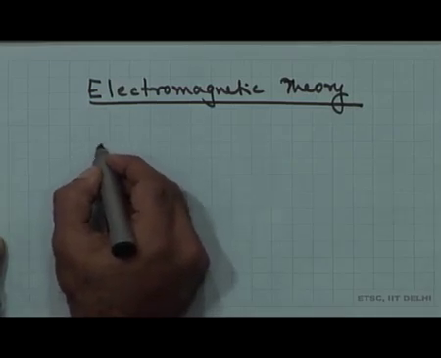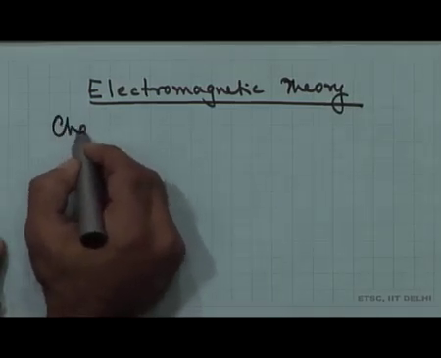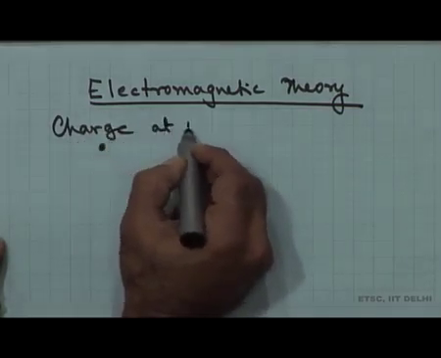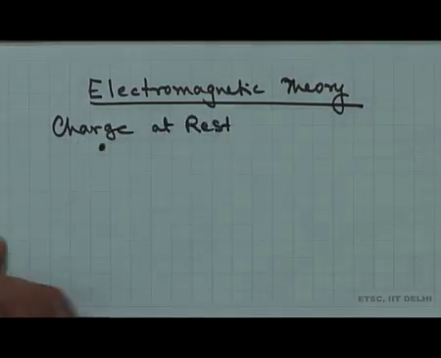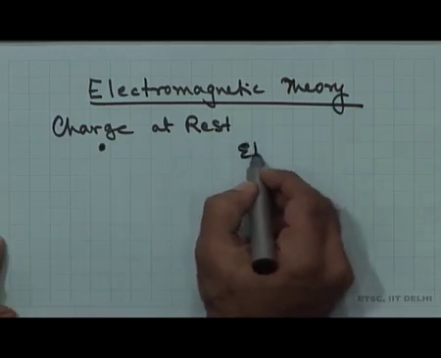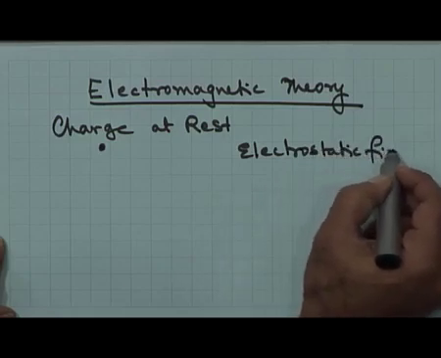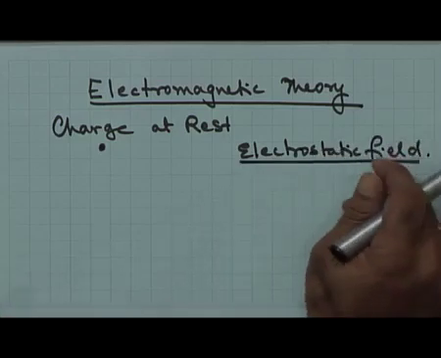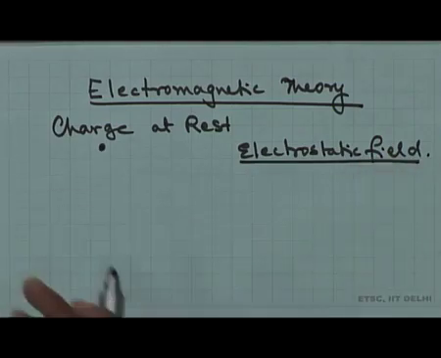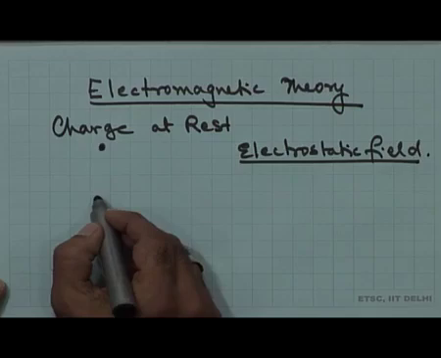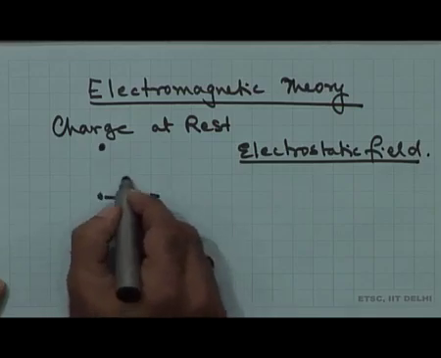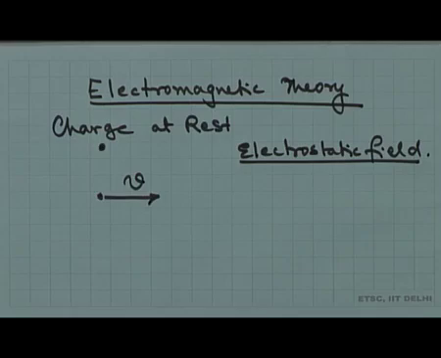So the first statement is that charge at rest, what does it do? It produces electrostatic field. So you can think of a single point charge, so it will produce 1 over r square field. Now if the same charge is moving with a velocity v, not only will it produce an electric field, it will also produce a magnetic field, because a moving charge constitutes a current. That is what we have.